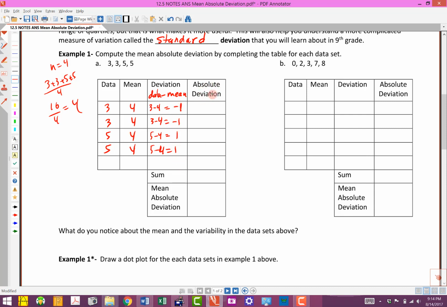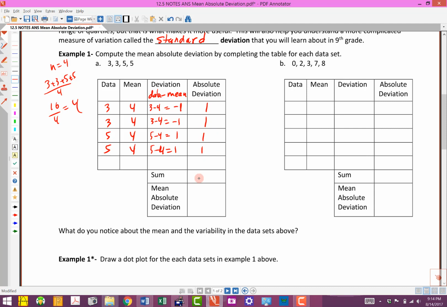Now, the absolute deviation is exactly what it's talking about. It's the absolute value of whatever this number is right here. So that's a 1, that's a 1, that's a 1, and that's a 1. Remember, absolute value refers to distance. It doesn't care which direction, it only cares about distance. So how far is this one from the mean? Well, it's 1 unit, it just happens to be below, but when we're taking the absolute value, it just cares about how far. So each one of these is a 1.